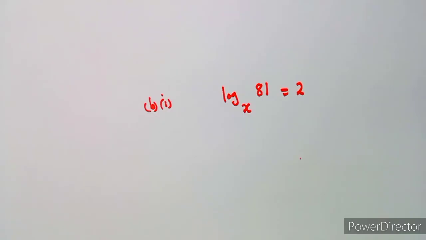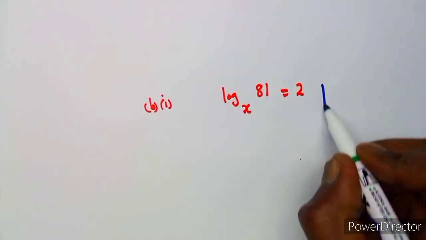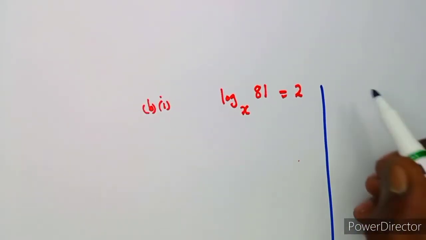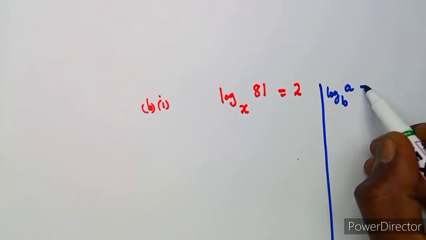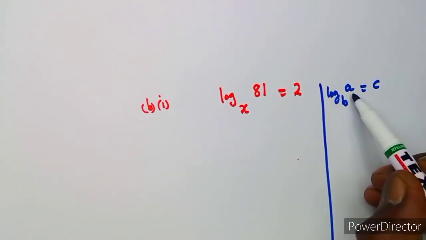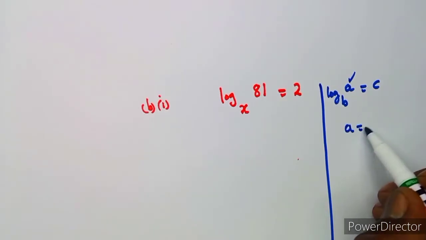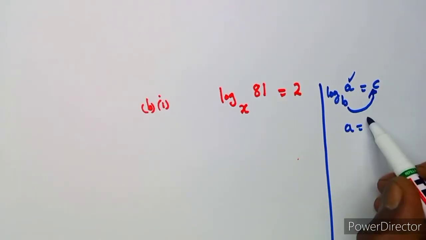So the best thing that we can actually do for log is to convert or to rewrite this in exponent form, where I told you guys that logarithm of a in base b is equal to c can be written in this form: a is equal to b to the exponent of c.